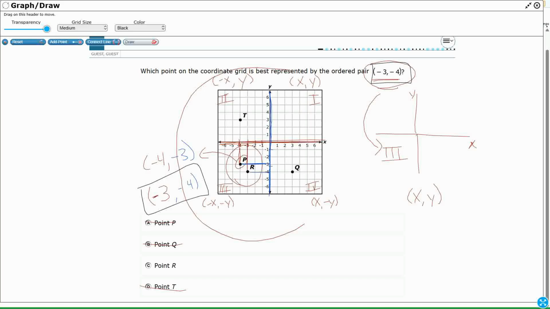So it's not P. It is point R, which we just proved. Our answer is C.